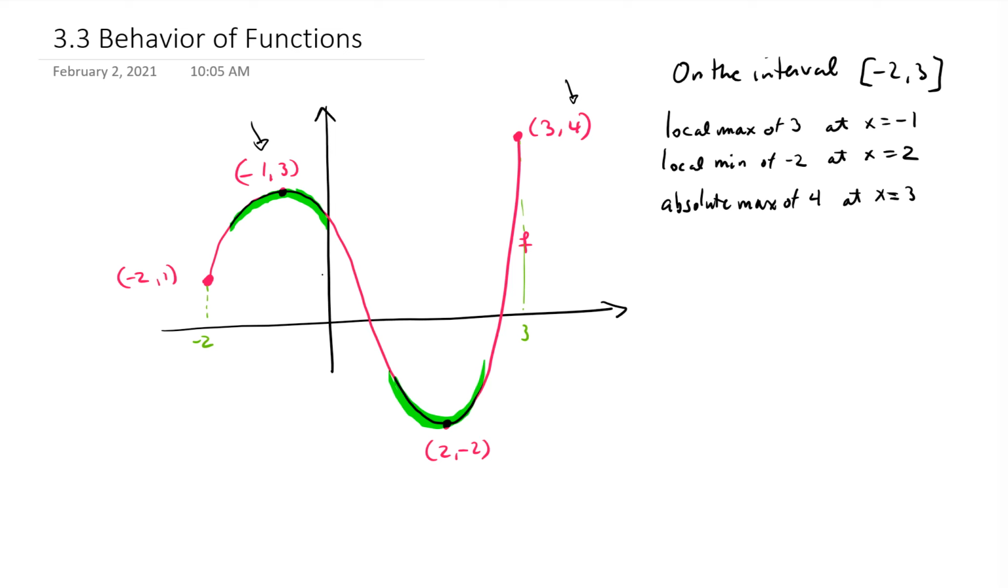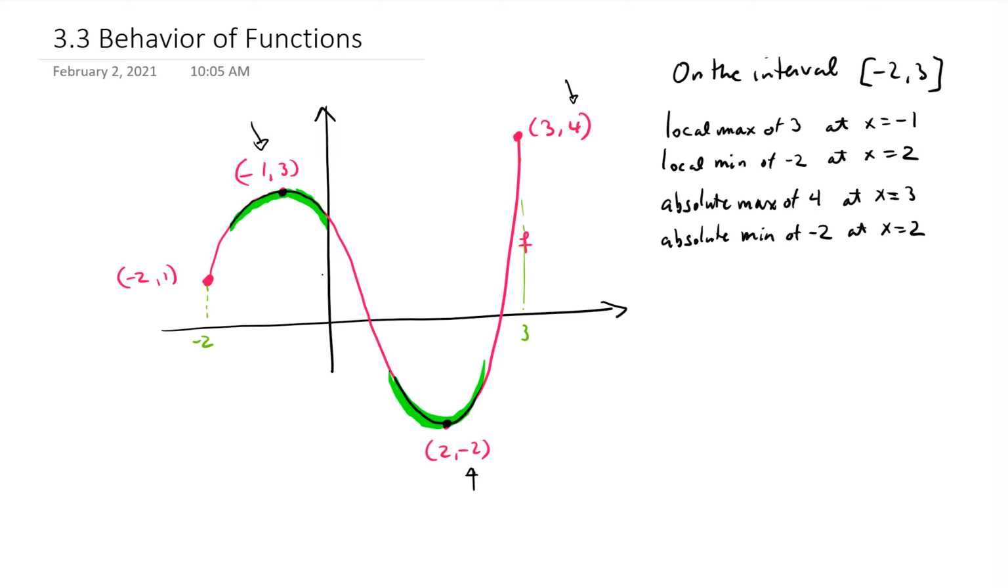So on Earth, when you're on top of Mount Everest, you're at a local maximum, but also at the absolute maximum in terms of altitude on Earth. And then there's the absolute min. What's the absolute min of this function? Well, it turns out that this y value is both a local and an absolute min. Okay, absolute min of -2 at x equals 2.